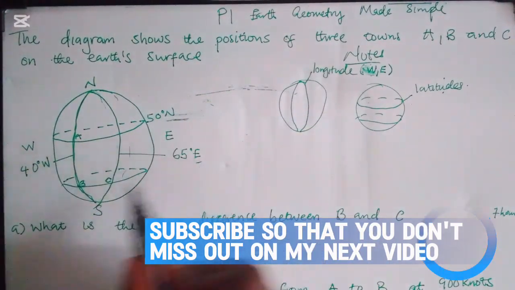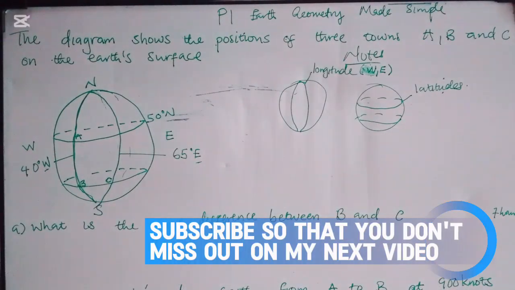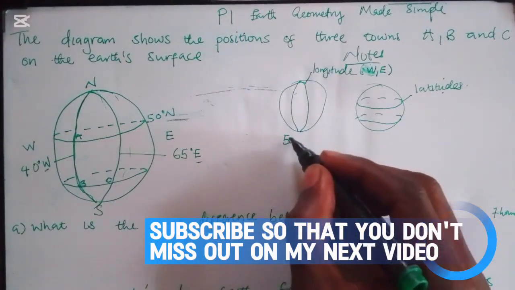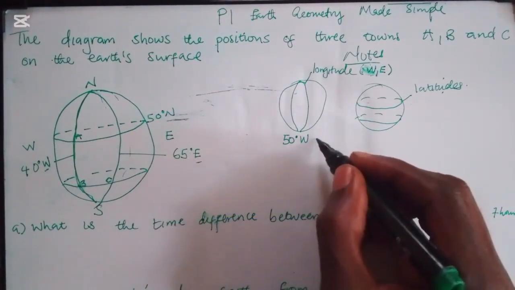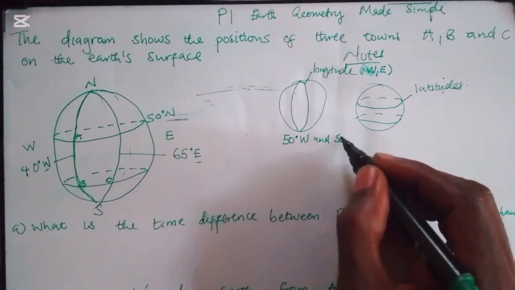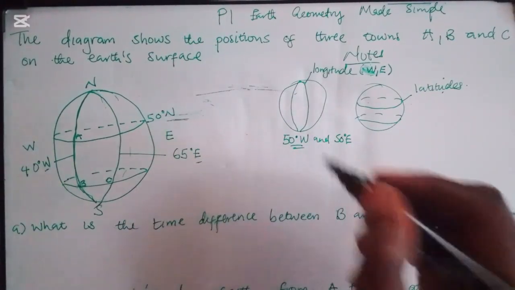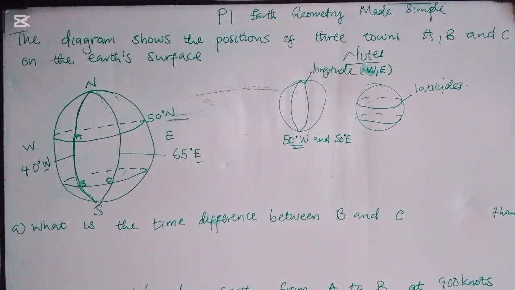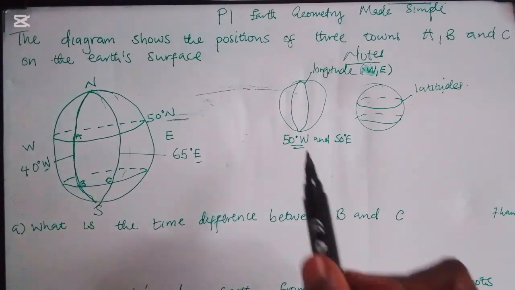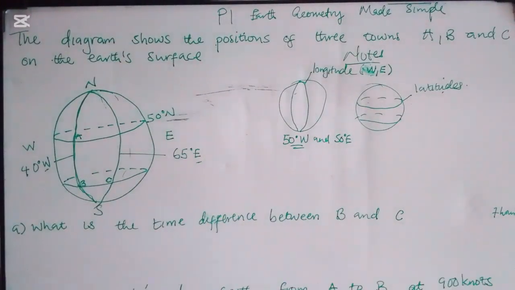east and west. So whenever you see in the question we have 2 figures, let's say 50 degrees west and 50 degrees east, whenever you see west and east, what should come into your mind is longitudes. These are lines which run from north to south. They have west and east.